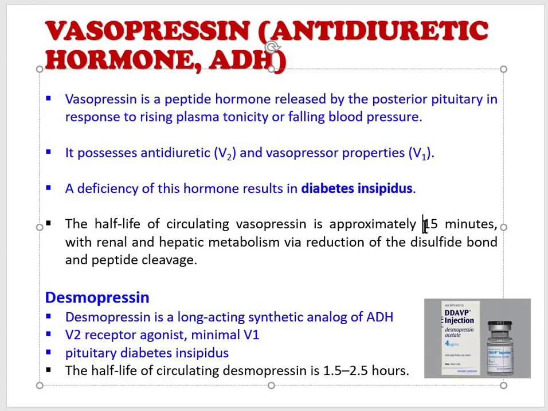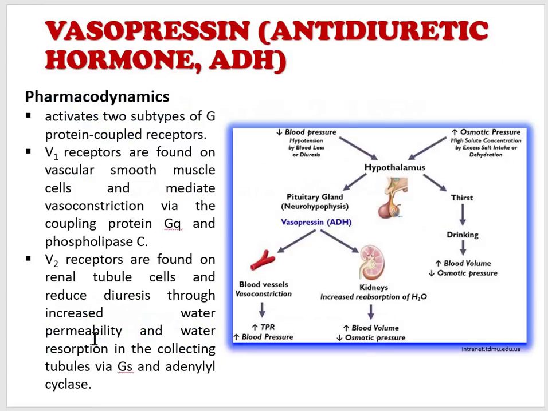And this ADH has a short half-life, and desmopressin is a long-acting synthetic analog of this ADH, which has V2 agonist property with minimum V1. So which one has minimum V1? Desmopressin. ADH has both V2 and V1. And why? We'll see in a second.